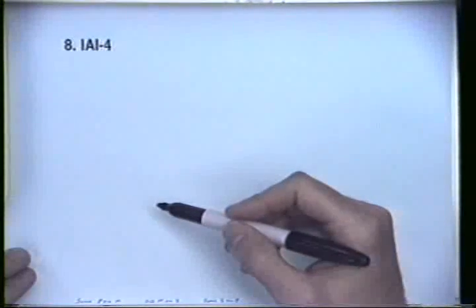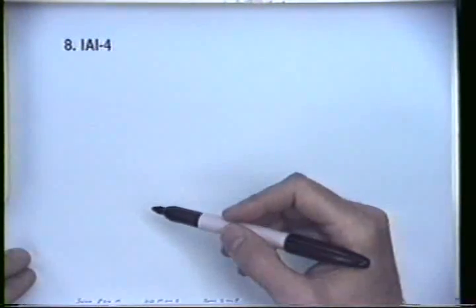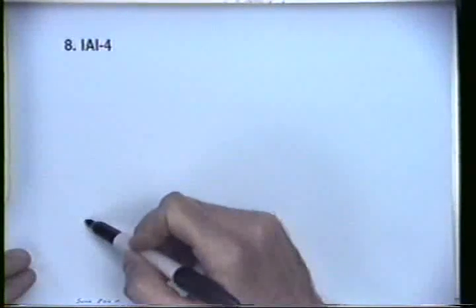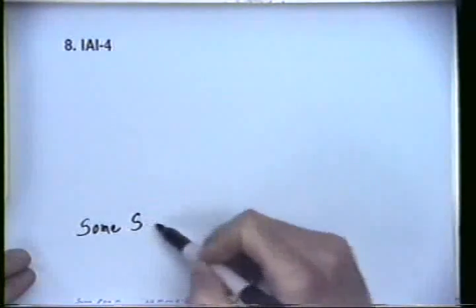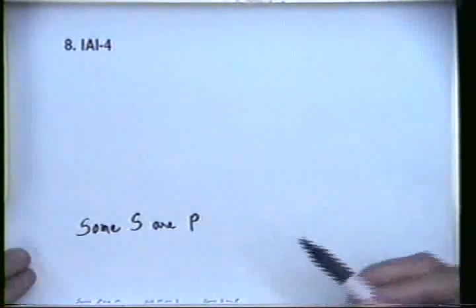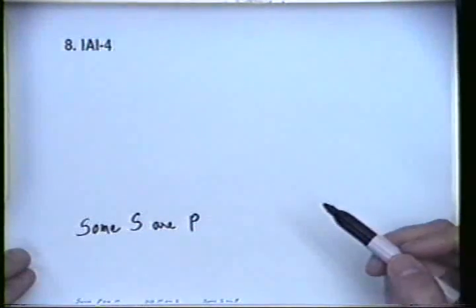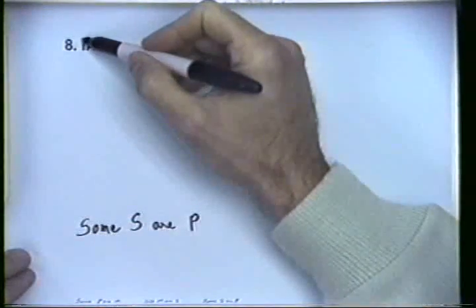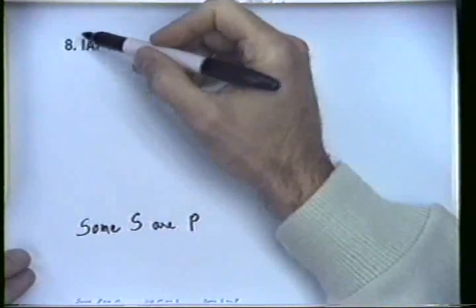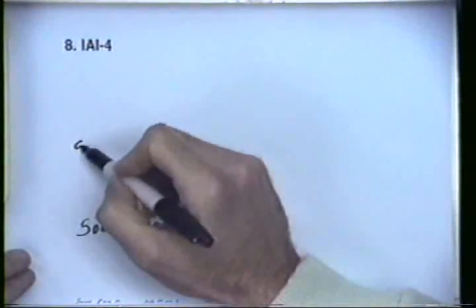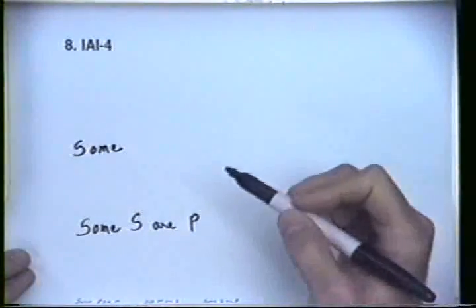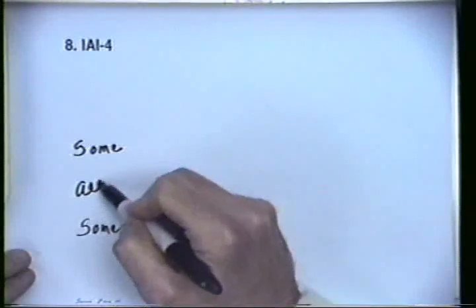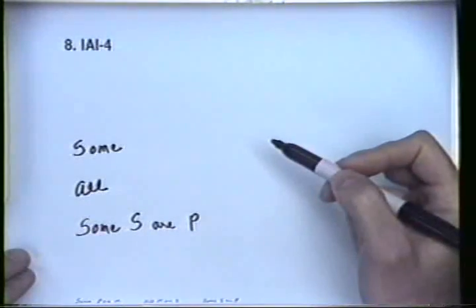IAI4. Okay, once more, conclusion first. We want an I sentence for the conclusion, and we're using S and P, remember. An I sentence is the particular affirmative sentence, so some S are P is the conclusion. The first premise, or major premise, has to be an I sentence, just like the conclusion was, so we know that will begin with some. And the minor premise is an A, or all, sentence, so that starts with all.